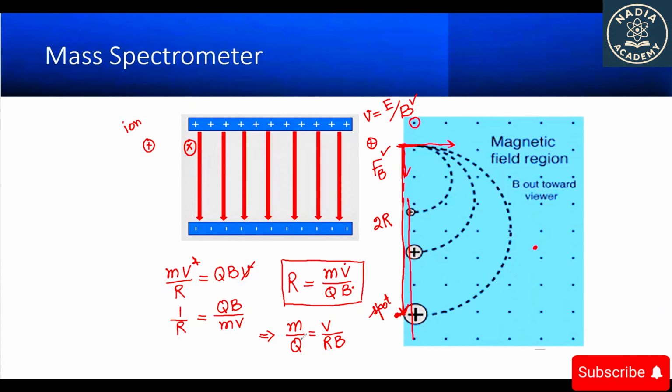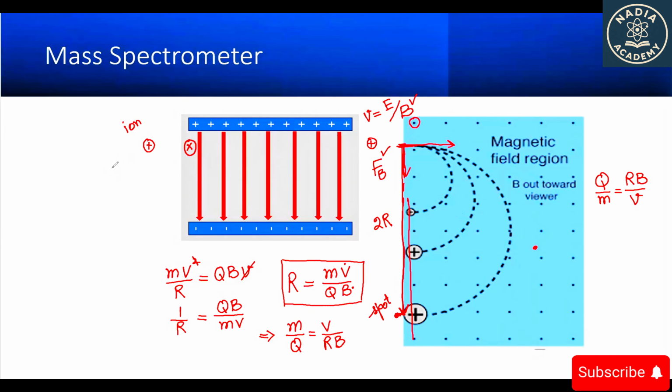So this is the mass over charge ratio, or you can also say this is a charge to mass ratio that we can certainly measure: the radius of this circular path times B divided by the velocity. Now, in mass spectrometers, we mostly use ions, and we know what the charge is.